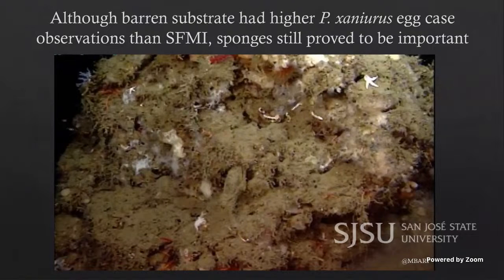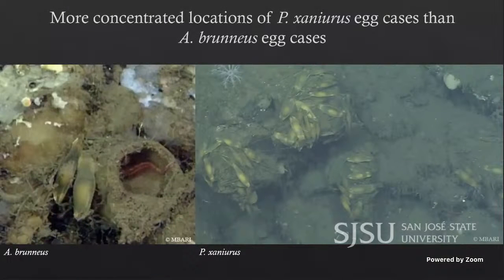This is also likely due to potentially overlooking egg cases amongst patches of biologically rich communities, seen here as an egg case. Detrital accumulation makes it a lot harder to identify. And there were more concentrated locations of P-Xaniers egg cases than Abronius egg cases. This is suggestive that there may be more P-Xaniers oviposition sites within the entire study region.